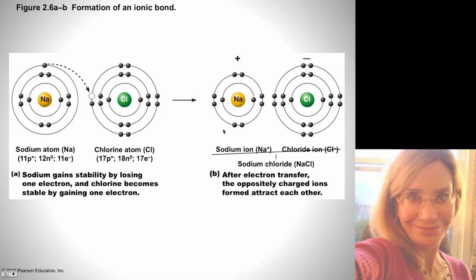After the electron transfer, the oppositely charged ions are going to be attracting each other. You can see here with sodium, there are still, of course, 11 protons in the nucleus. They don't have them drawn in, but take my word for it, there are 11 protons and only 10 electrons. Therefore, it has a net charge of plus. The chloride ion, which has 17 protons, now has 18 electrons, so it ends up with a negative charge.